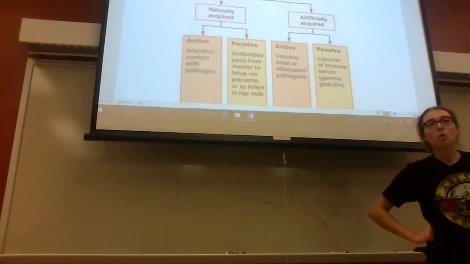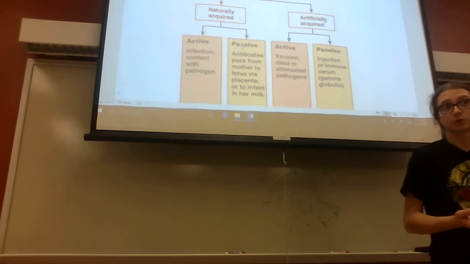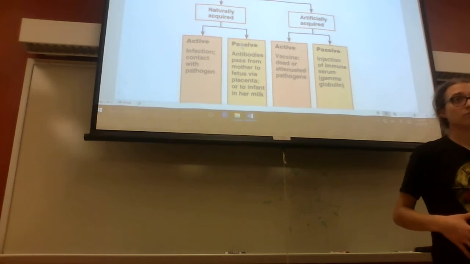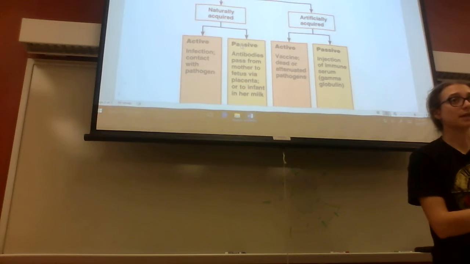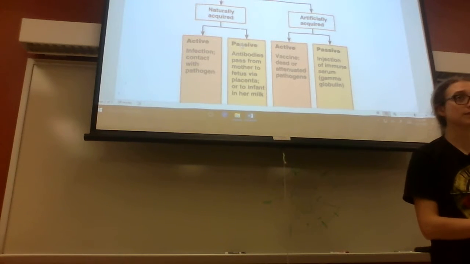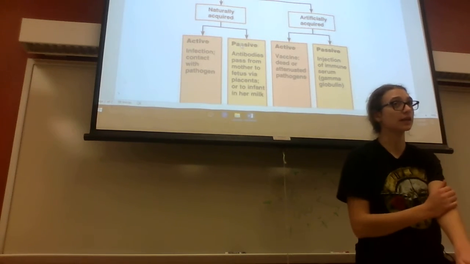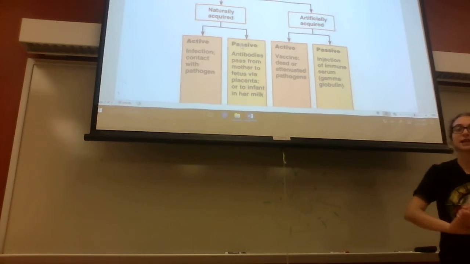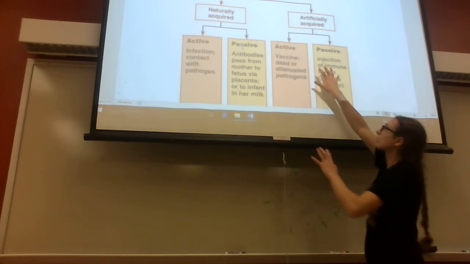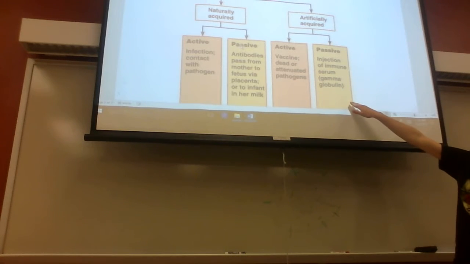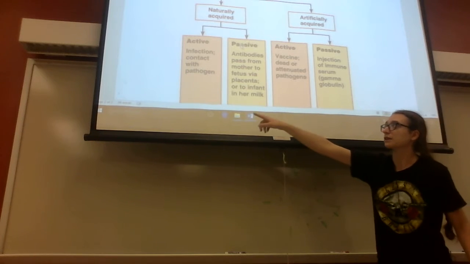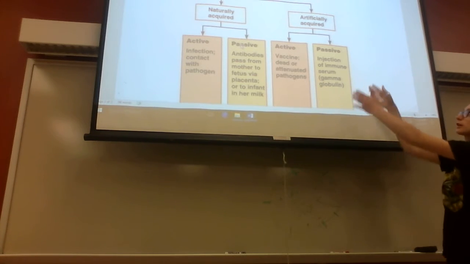Yeah, pretty much. Another thing with the passive is you do get it from the mom, but people who don't have immune systems can also get injections of antibodies. But that's artificial. So these are two passive. There's an artificial way of getting the immunity, and then there's an active way. So over here, we're going to look at artificially acquired.